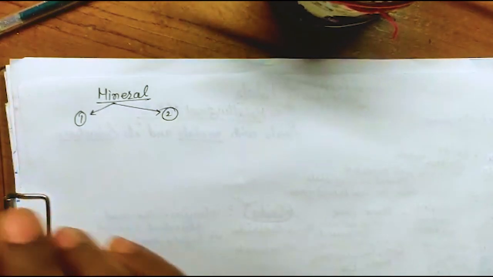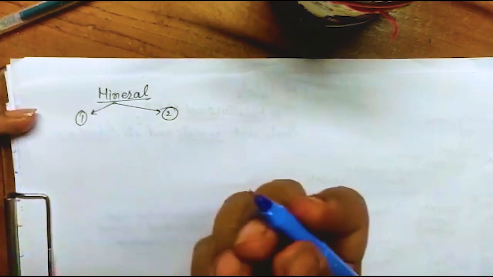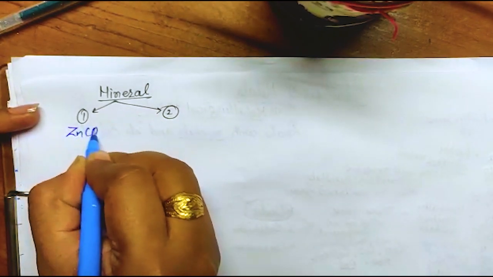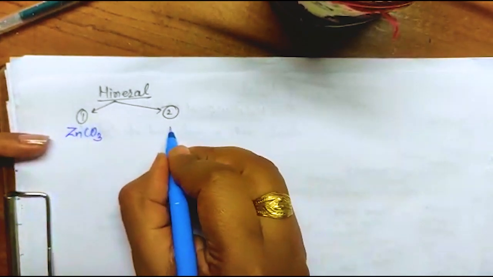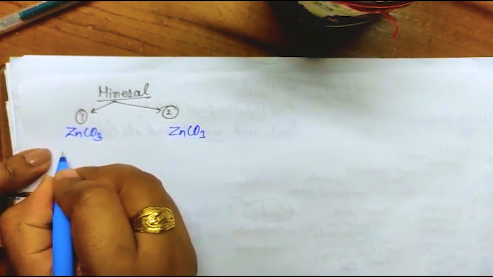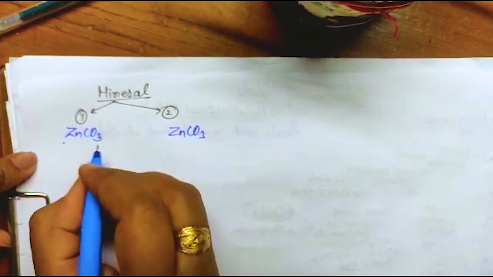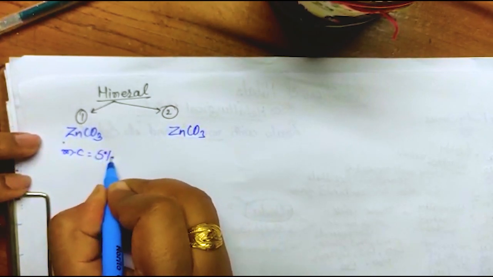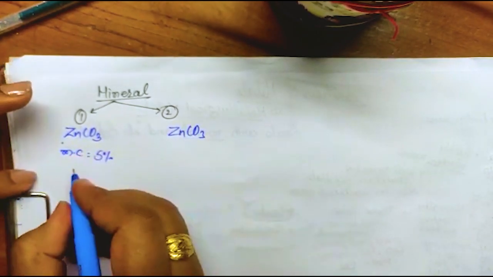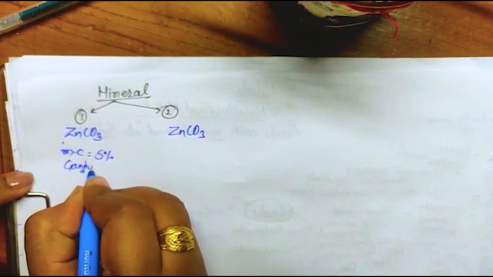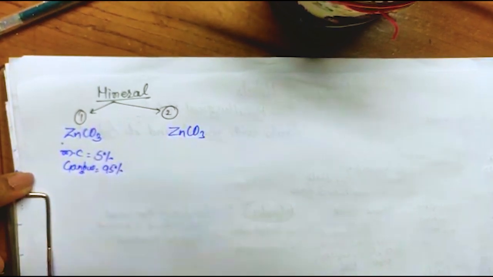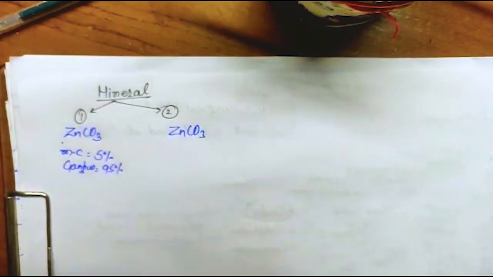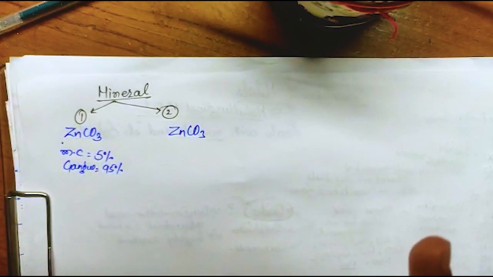Suppose that I want zinc, so I'm taking zinc carbonate. This is also zinc carbonate. Both are zinc carbonate. The metal of interest is zinc. Suppose that here the metal compound is 5%. So the rest will be gangue, isn't it? So gangue is 95%. That means it is having 95% undesired thing which we don't want.